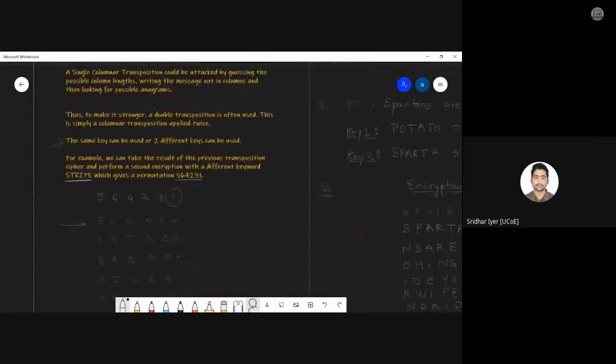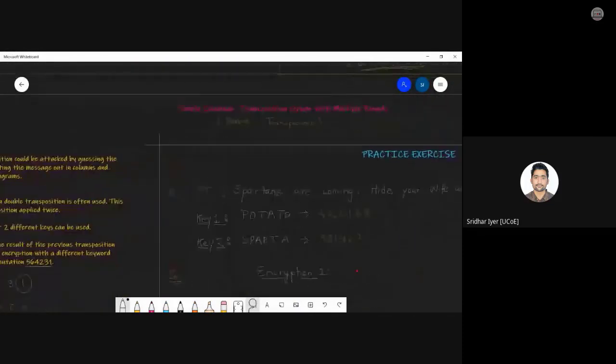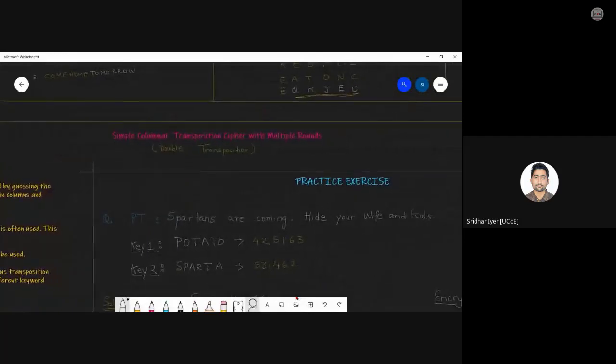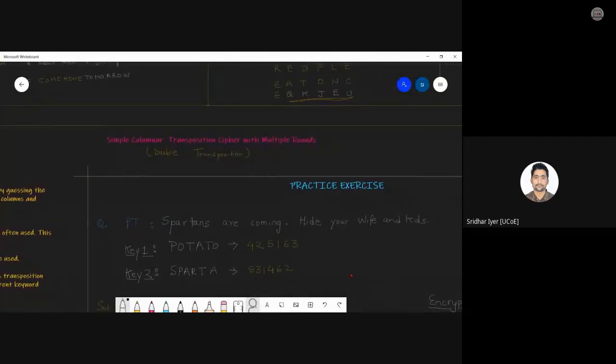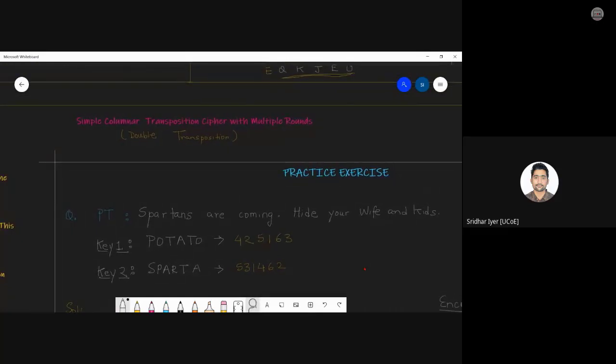So what I will do is kindly take this as homework. Not homework, you still have time. Try to solve this and let me know the answer. The plain text is given: Spartans are coming, hide your wife and kids. So these sort of messages used to be sent earlier. The first key is given, the second key is also given. So start solving it. What I will do is I will simply delete this.